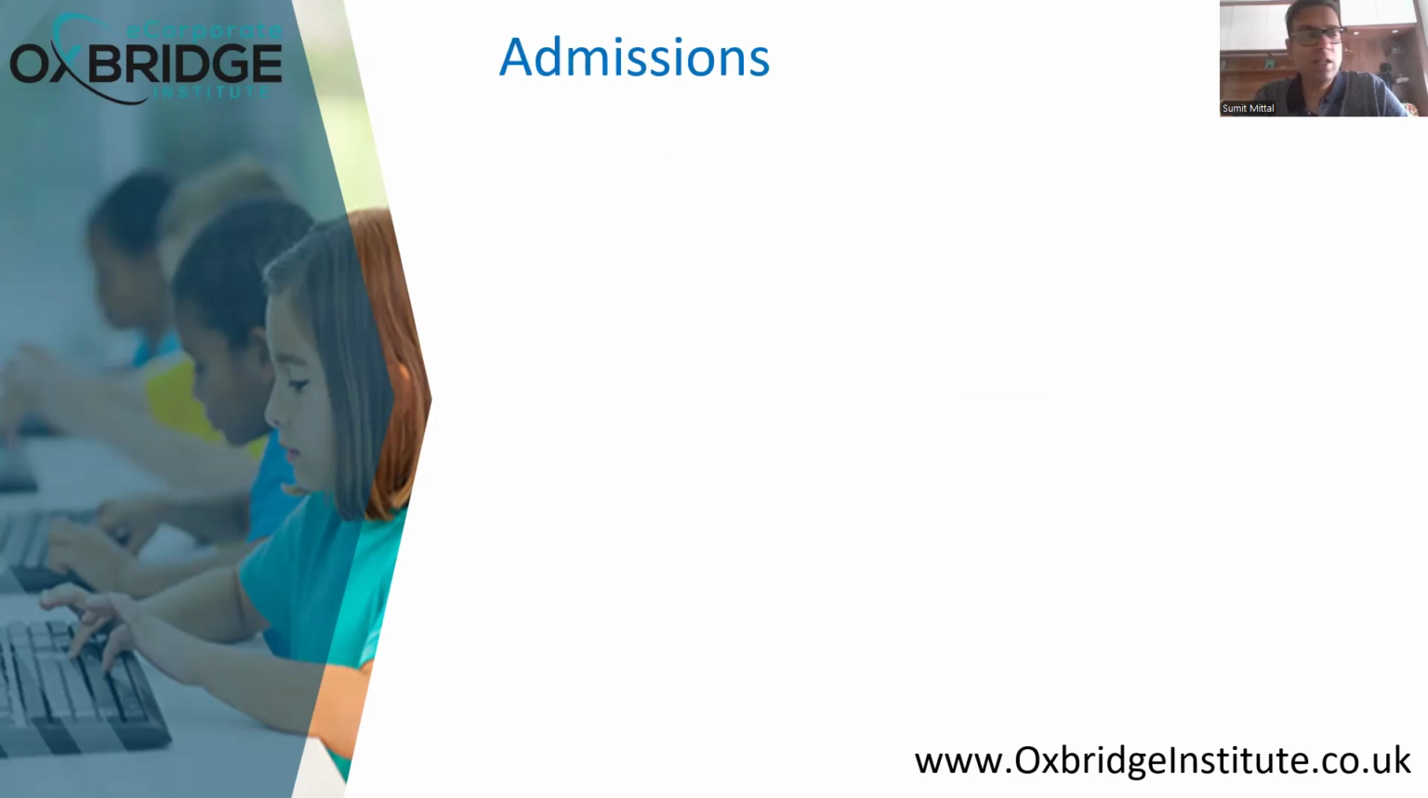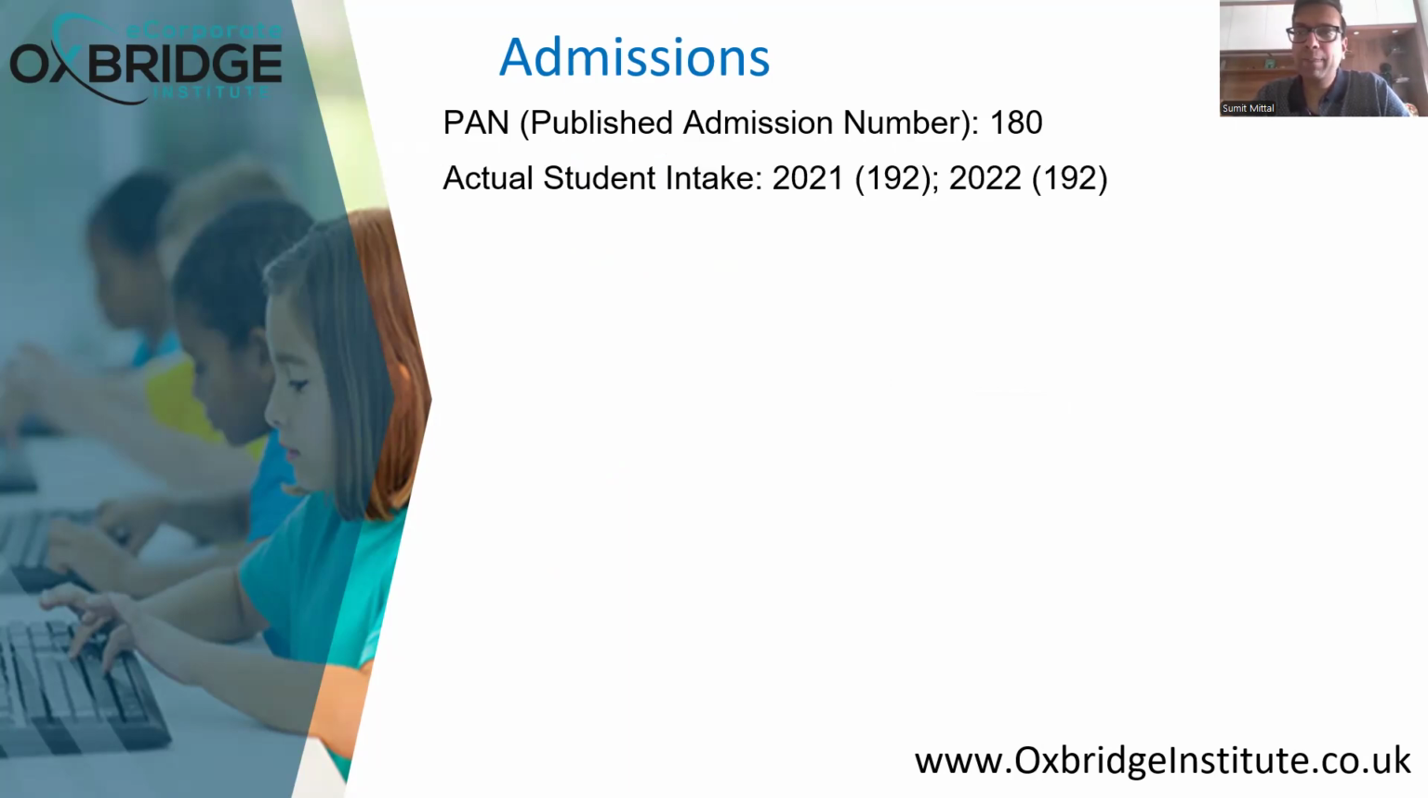Let's talk a little bit about admissions. This is basically key timelines and some other things like PAN. PAN is the published admission number. This is the planned number of students the school is taking that particular year. Generally, this is around 180. But generally the intake is a little bit more than that because of appeals and some other criteria. So the actual student intake is around 190, 192 students.